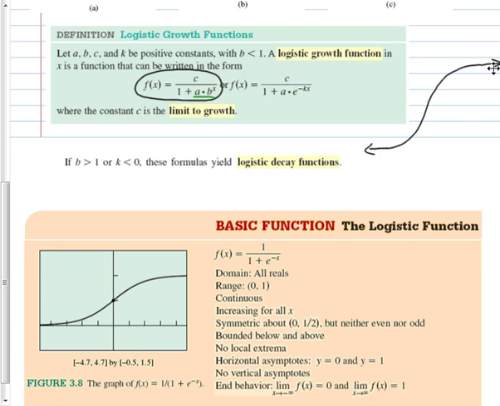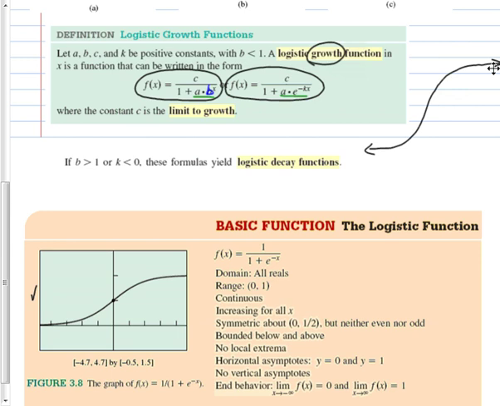Here is another way of writing it. Ever seen anything that looks like that right down there? Yeah, you've seen that. Now, we can have logistic growth functions, which happens to be what I drew right up here, and also what is down here in this graph. In a logistic growth function, the b value is between 0 and 1. It's the opposite of exponential growth. It's just like an exponential decay.